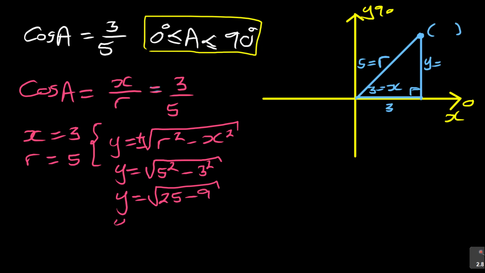25 minus 9, y is equal to square root of 16, which is equal to 4. See, so there you have the value of y is equal to 4. Now when you simplify this, remember, I've made a mistake here, I forgot my A. Let me just mark my A there. This is your angle A. Remember, this is my angle A. I'm supposed to mark it.